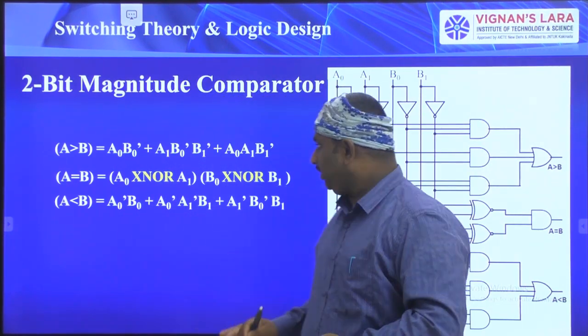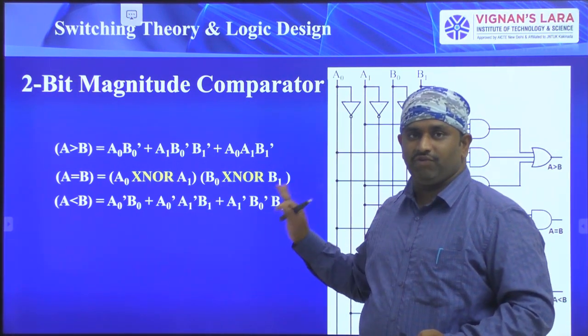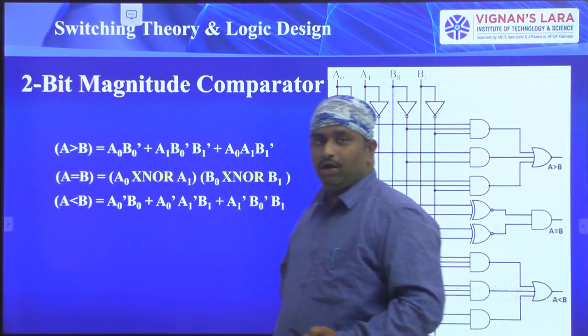It's a very simple thing, but you have to work it out. So this is the final function for A equal to B.